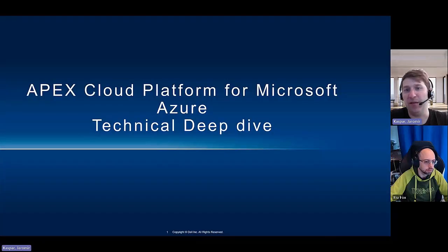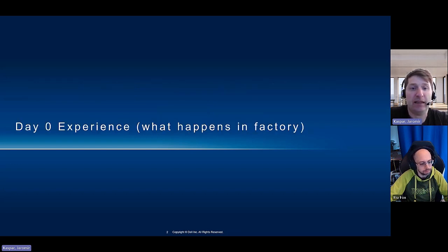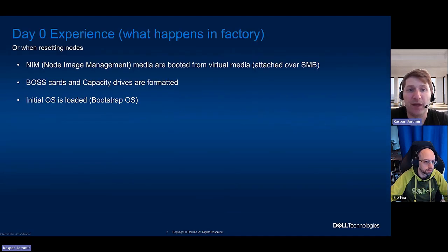So this is a deep dive-ish that I created when I was installing ACP in our data center that we have for labs, and I did some screenshots. So let's take a look at what happens in a factory. This we call the day zero experience, something that you will not experience because it was done already in the factory. Right? Or in case you need to re-image the node, this is how it works.